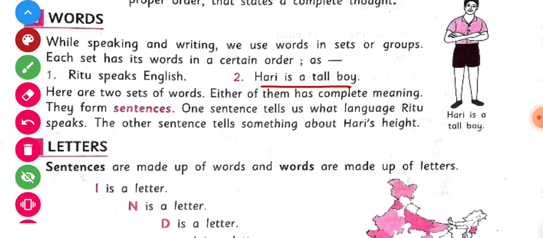So here we can say that these two, first and second, are sentences, because this is a group of words, and this group of words is able to make a complete sense. Okay, children. Now let's know about letters.